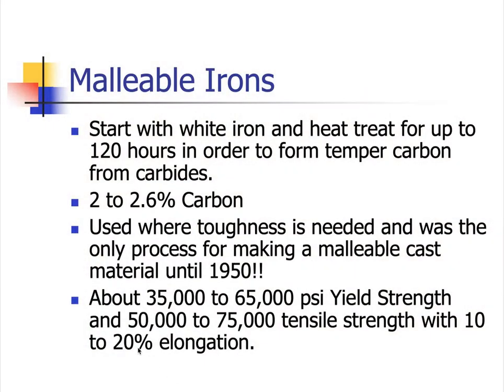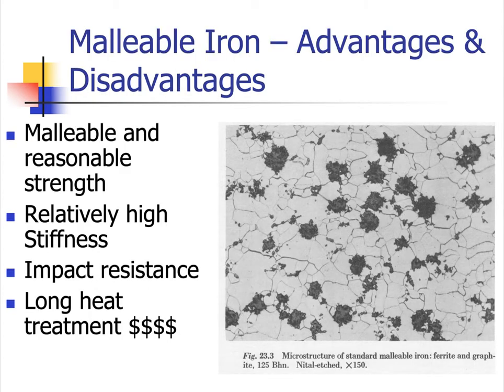Okay, so 10 to 20% elongation is pretty good. So here's what it looks like under the microscope. Here are our temper carbon nodules, they call them, and essentially these formed from the last weird white cast iron microstructure that you saw.